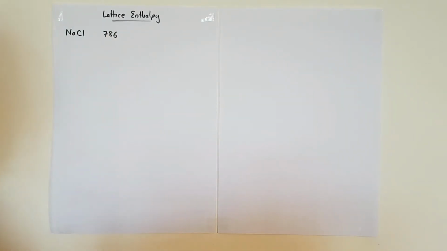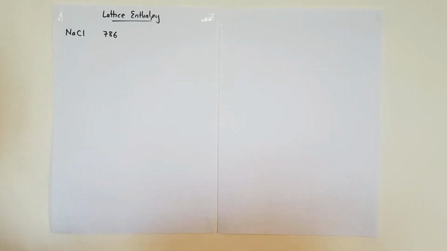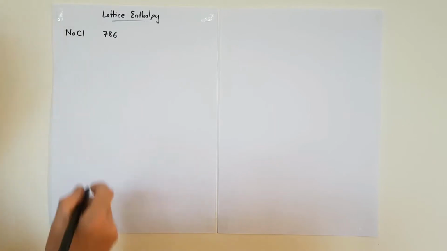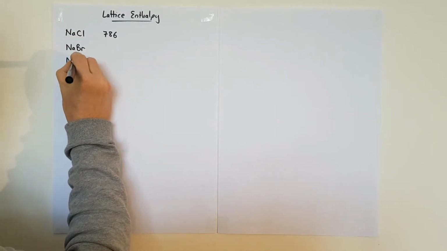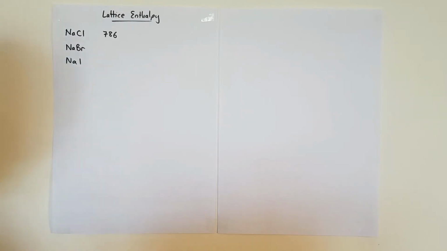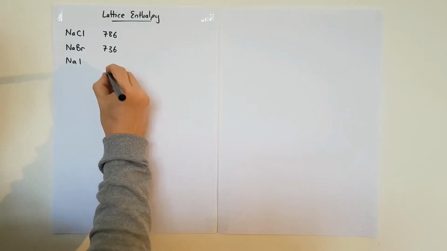Well, if it was the lattice dissociation enthalpy, it would be plus 786. If it was the lattice formation enthalpy, it would be minus 786, but it's still the same number. Let's compare that with sodium bromide and sodium iodide. What happens as we go down the group? Well, the number gets smaller.